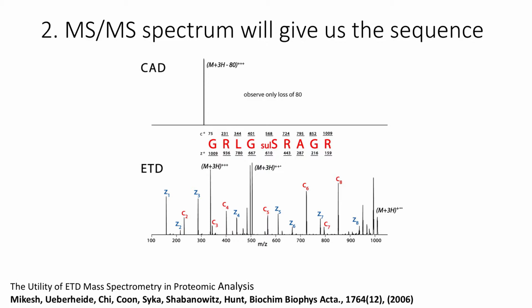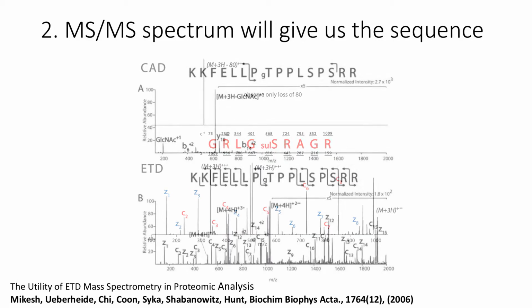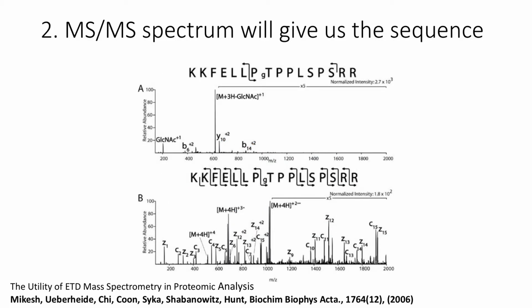And then the same thing for a glycosylated peptide. This is the conventional way of fragmenting a glycosylated peptide. You don't observe much fragmentation. You subject it to ETD, and the more charged, the better. You see a very beautiful spectrum. You can see the peptide sequence, and you can see that it's glycosylated on this threonine residue.